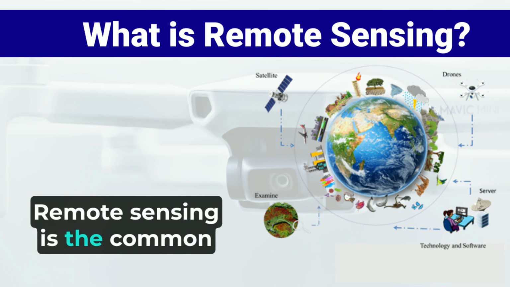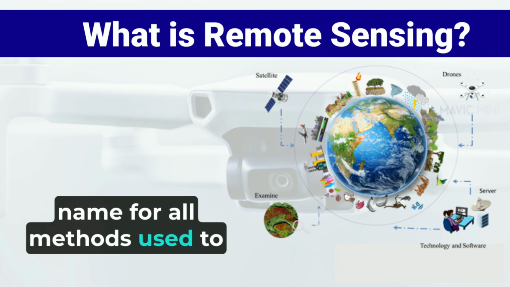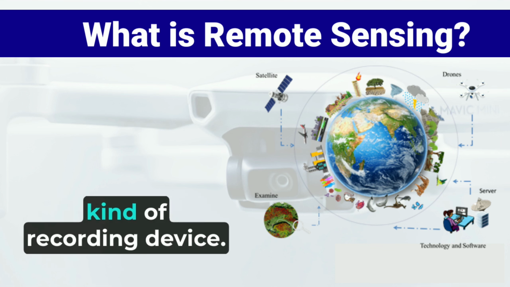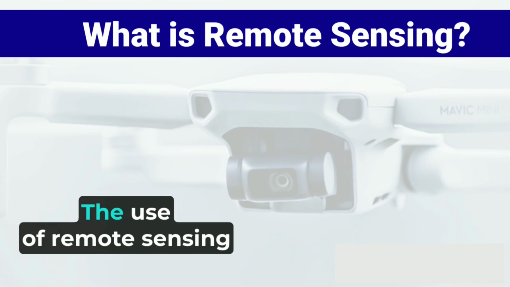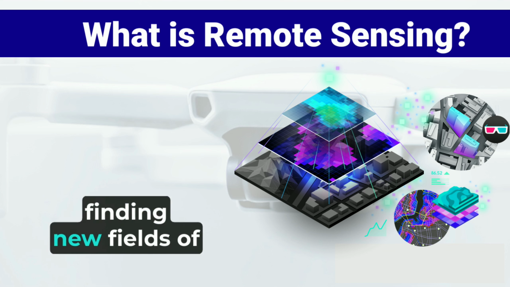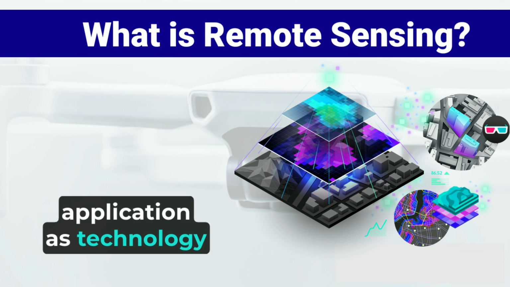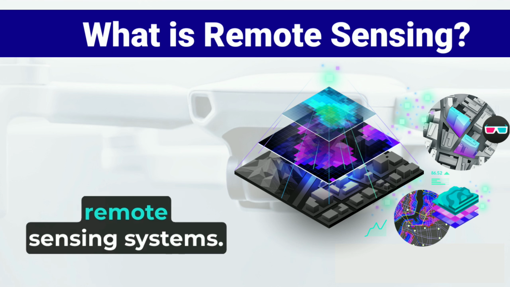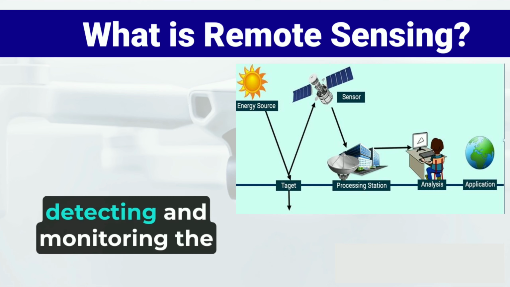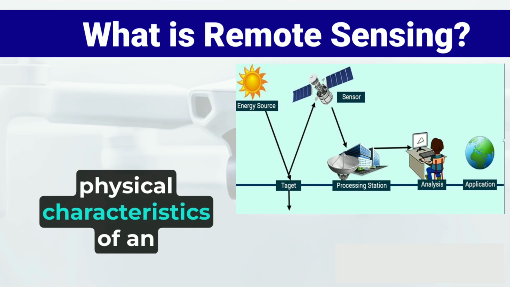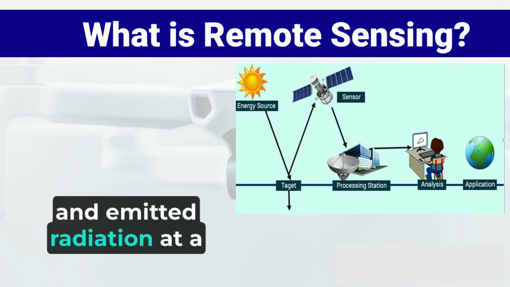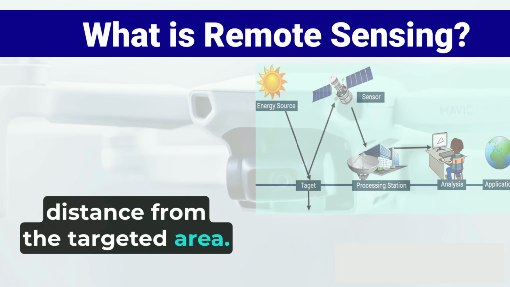Remote sensing is the common name for all methods used to collect data at a distance from the object under study by some kind of recording device. The use of remote sensing techniques is increasing rapidly, finding new fields of application as technology advances in developing the remote sensing systems. Remote sensing is the process of detecting and monitoring the physical characteristics of an area by measuring its reflected and emitted radiation at a distance from the targeted area.